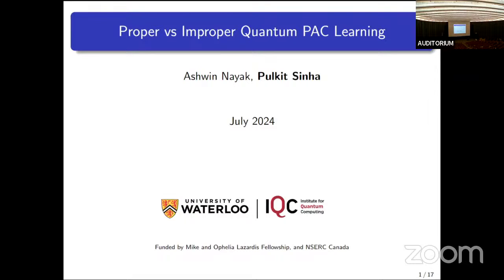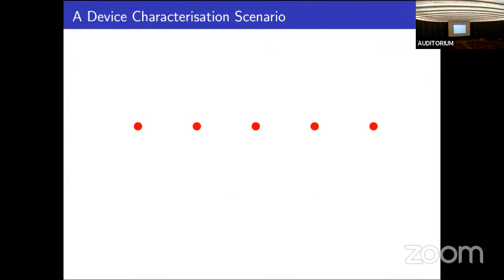Yeah, hello everyone. So I'll be presenting a work on proper versus improper quantum PAC learning. So let's start with a simple device characterization scenario. Say you're given a device with n ions in the ground state. Then you hit it with a photon and observe that the photon has interacted with the device in such a way that exactly one of the ions got excited. However, you do not know which one.